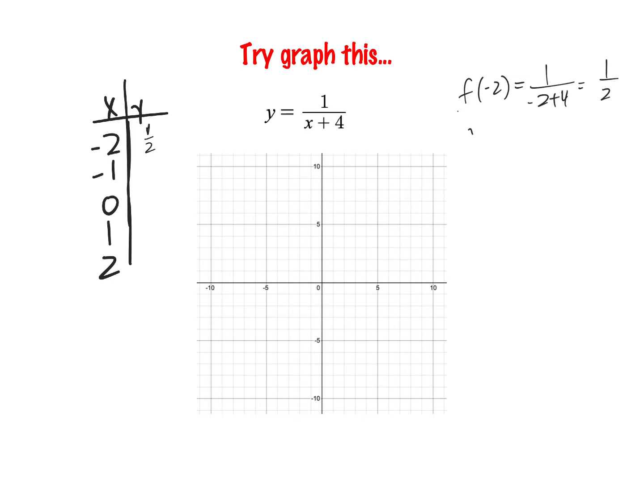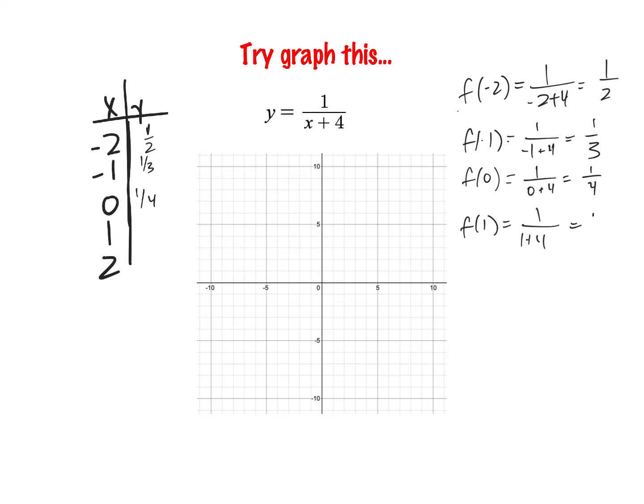Next I'm going to do -1, so f of -1 is equal to 1 over -1 plus 4, which is 1 over 3. Next up, f of 0 is 1 over 0 plus 4, which is 1/4. So you can see these fractions getting smaller and smaller as we go from left to right. Next, f of 1 is equal to 1 over 1 plus 4, which is 1/5. And hopefully we see the pattern: f of 2 is 1 over 2 plus 4, which is 1/6.